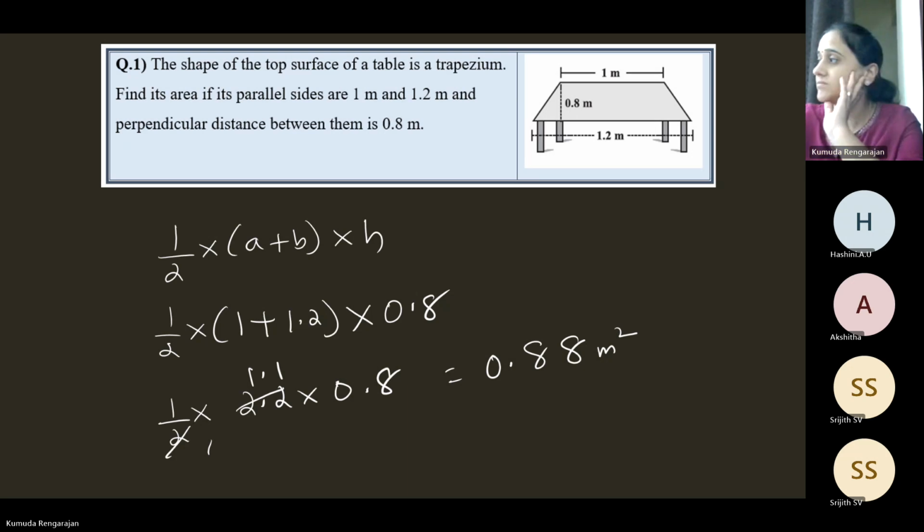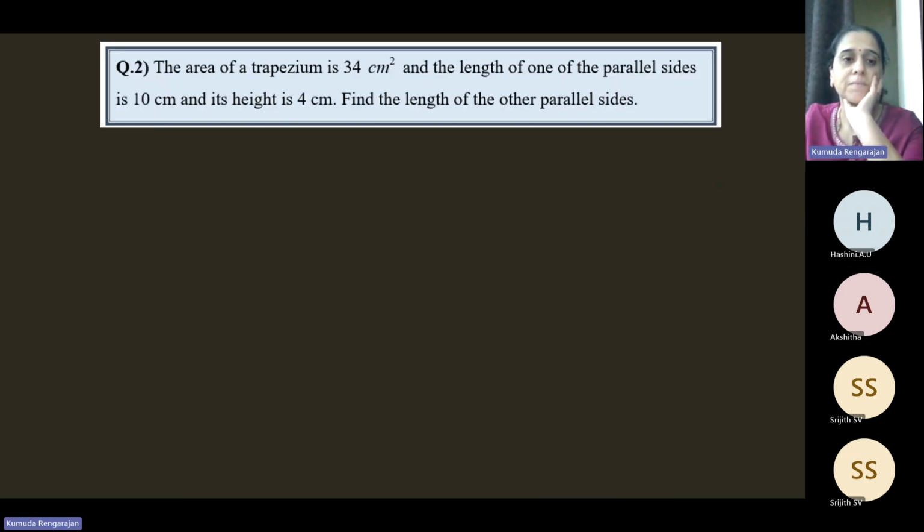Okay. Are we done? Finished? Yes. 0.88. Now, do I have to write the question? Yeah, this one you have to. That was straightforward, so I said.